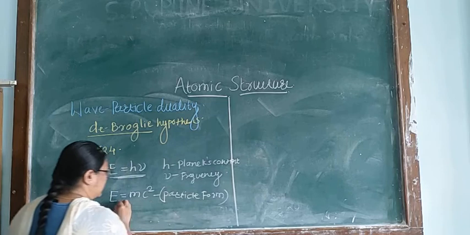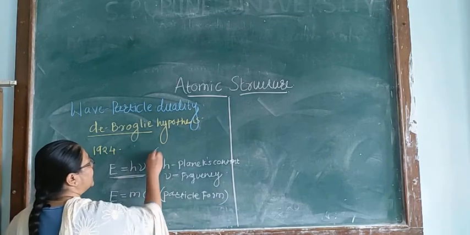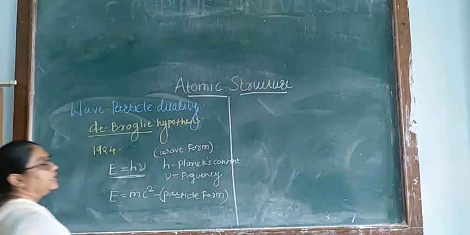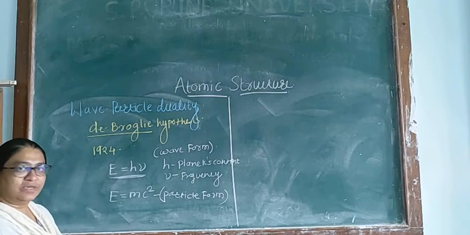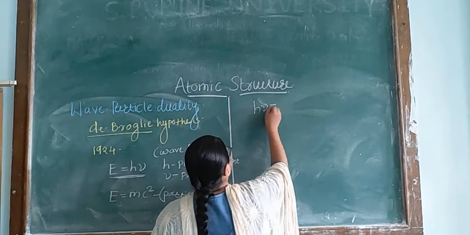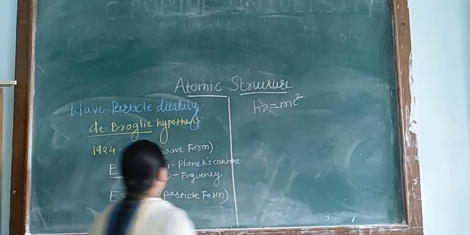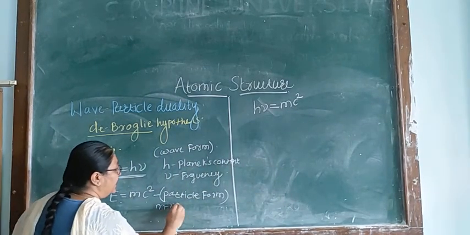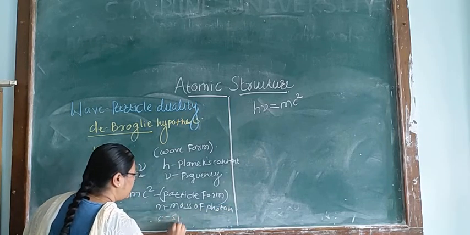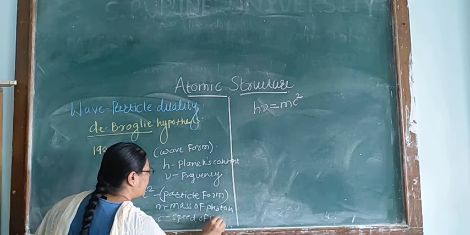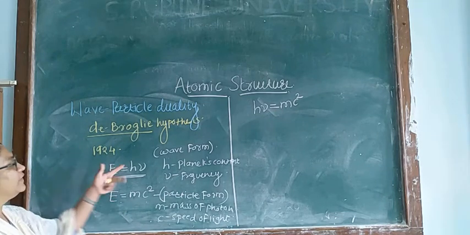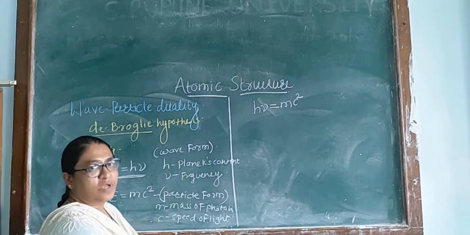From this equation you can calculate the energy of a photon in the particle form, and this is the formula to calculate the energy of a photon in the wave form. Now both of these equations are for a photon, right? So both of these energies will be exactly the same. Therefore we can equate these two equations: h nu is equal to mc square, where m is the mass of a photon and c is the speed of light.